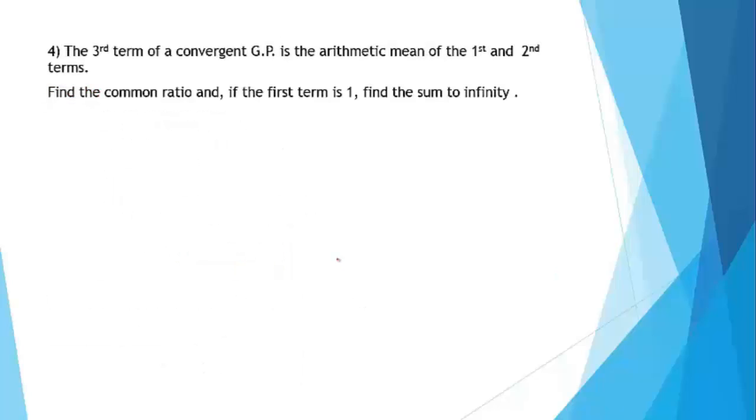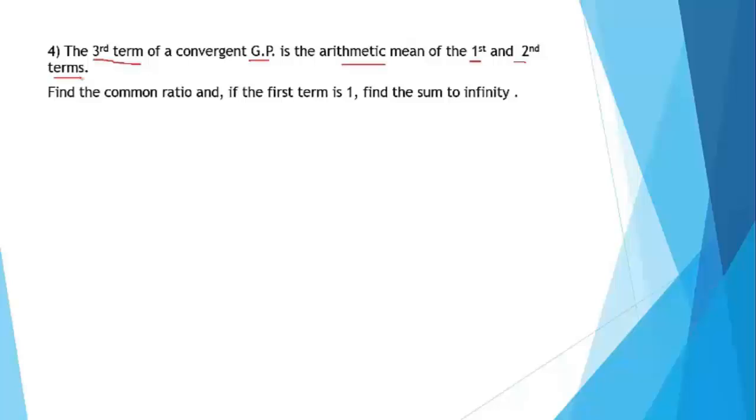The third term of a convergent geometric progression is the arithmetic mean of the first and the second terms. Find the common ratio, and if the first term is 1, find the sum to infinity. So let me underline the important keywords. The third term of the convergent geometric progression is the arithmetic mean of the first and the second terms. So we can create a formula for this.